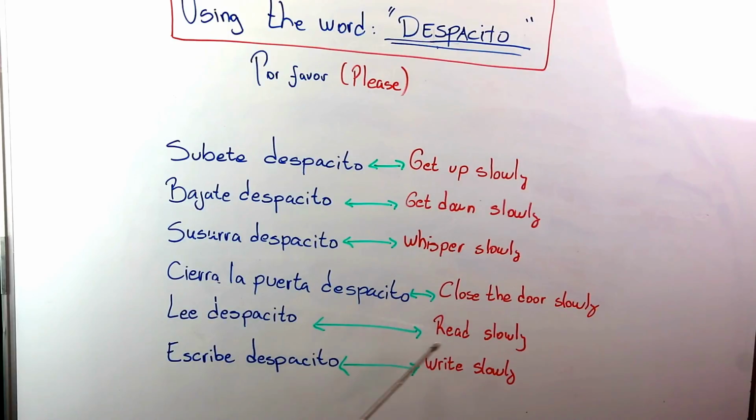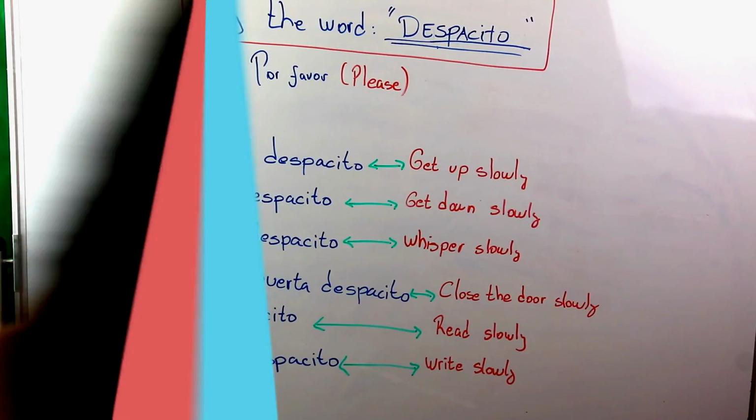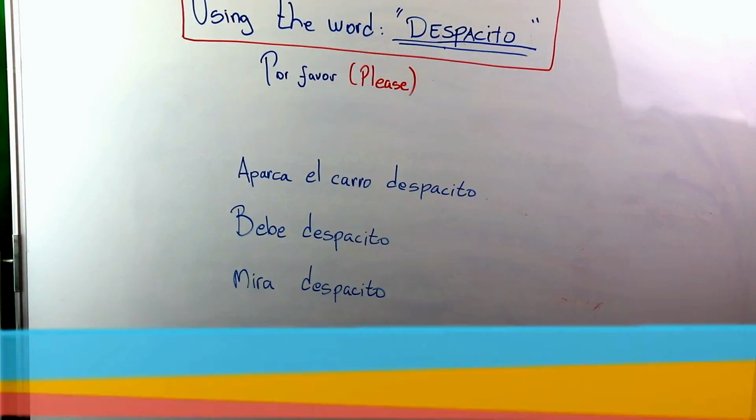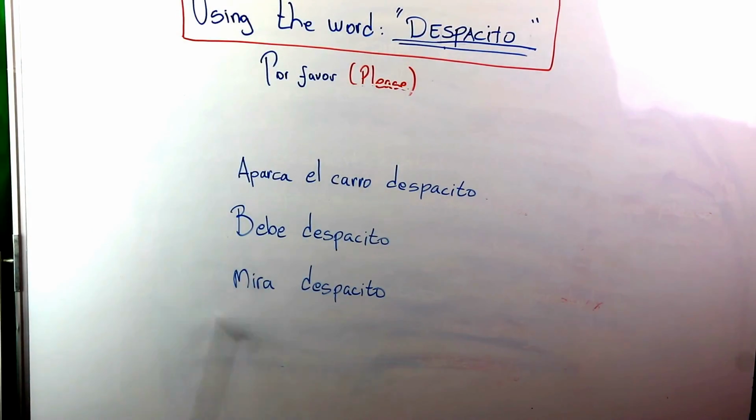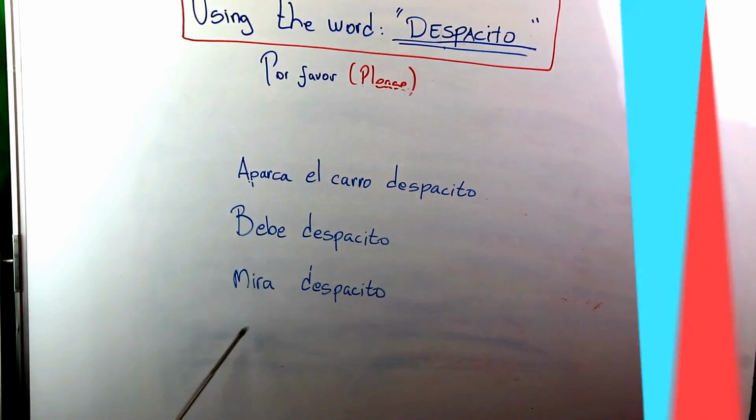Lee despacito. Read slowly. Lee, read, despacito, slowly. And finally, escribe despacito. Write slowly. Escribe despacito. Muy bien, we've come to the last part of our lesson. In conclusion, we got these three examples. Aparca el carro despacito. Aparca means park the car despacito. Bebe despacito. Drink slowly. And finally, mira despacito. Look slowly. Mira, look, despacito. Slowly.